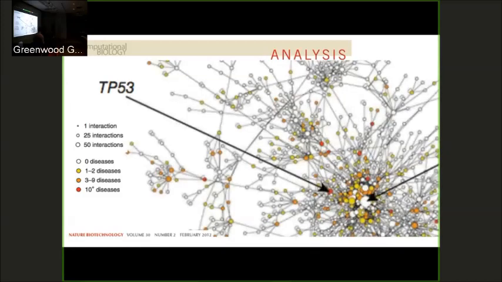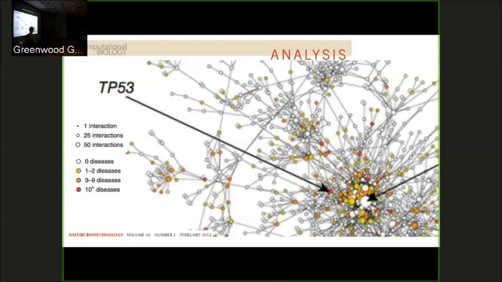But we can zoom in on it, and essentially what you see here is a whole bunch of nodes. Each one of those nodes represents a protein. The size of the node represents the number of interactions. The color of the node represents essentially the number of diseases they're associated with. And so, given this interactome that they've created in computer space, they can start asking it questions.